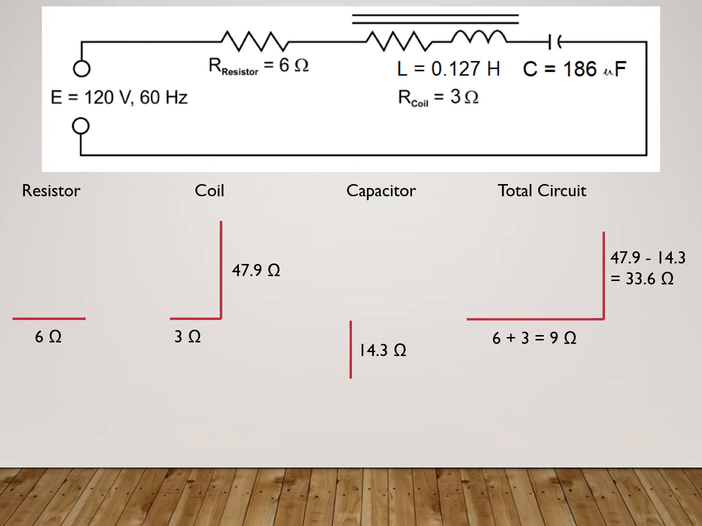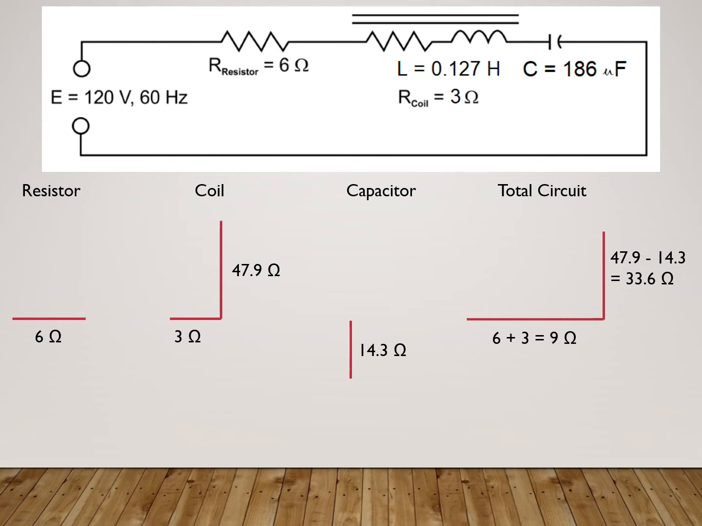For our resistor, it's 6 ohms. For our coil, we have 3 ohms resistance. And when we convert the inductance, we'll have 47.9 ohms of inductive reactance. For a capacitor, we take our microfarads. We use our formula to get our XC of 14.3 ohms.